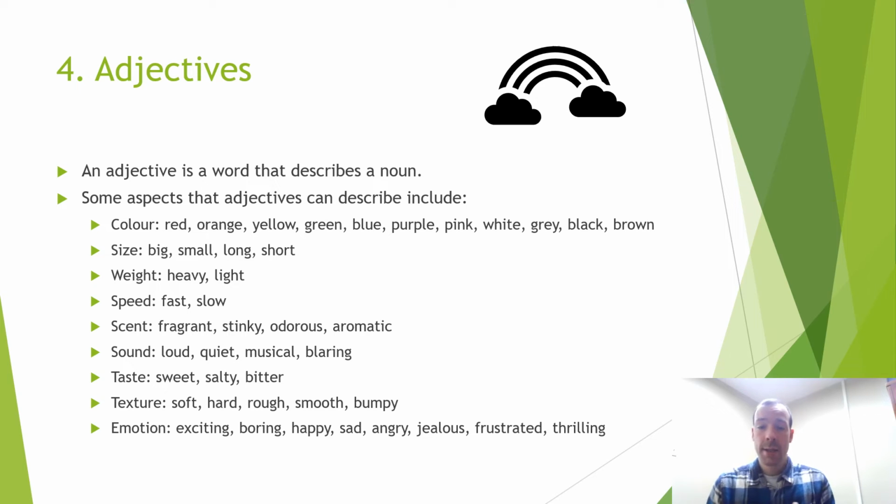And usually in English, the adjective or describing word comes before the noun. So we say the yellow car, not the car yellow. The big truck, not the truck big.